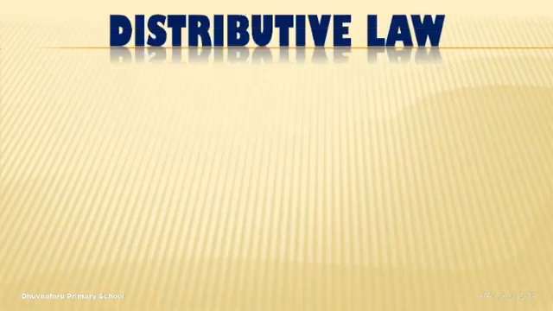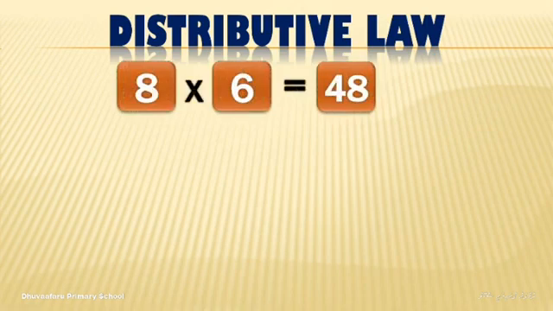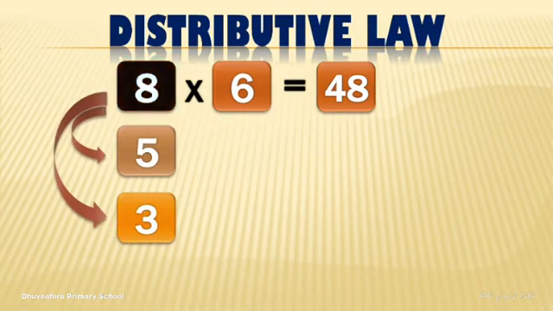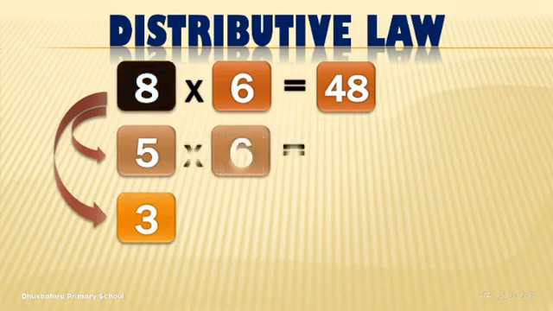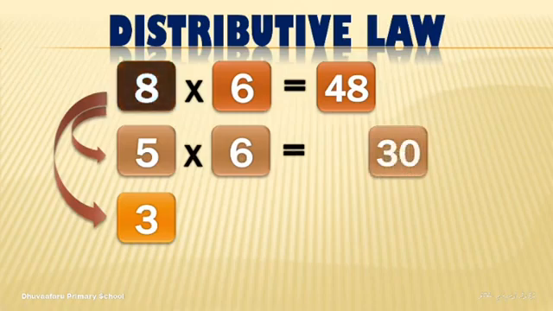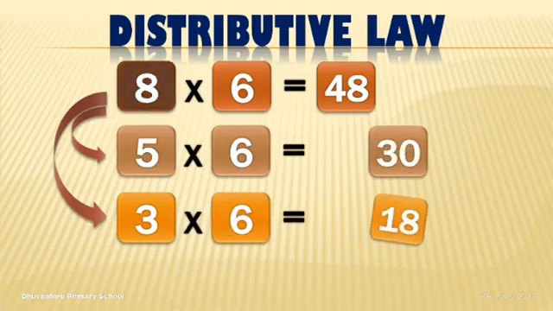The second example we have is 8 times 6. Let's break apart the first factor, the number 8. There are several ways to break apart 8, but I want to use 5 plus 3 because I know my 5 times table. We now need to multiply 6 by both the 5 and 3. I know 5 times 6 is equal to 30. What about 3 times 6? 3 times 6 is equal to 18.